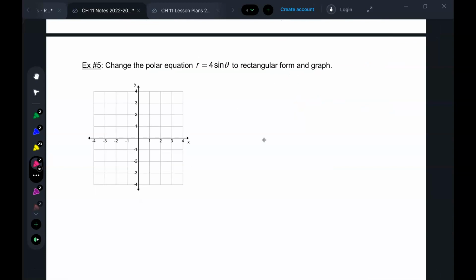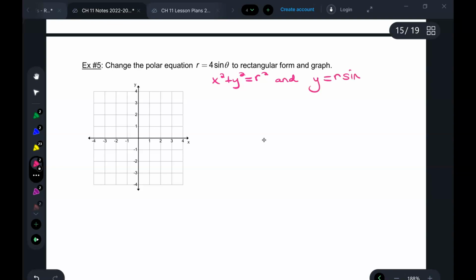Okay, changing polar equation to rectangular form, and then we want to graph it. Okay, so again, let's remember x squared plus y squared equals r squared, and y equals r sine theta. So just keep those in mind when we're trying to manipulate this to change it into that rectangular form. So we want to get it all in terms of just x and y.